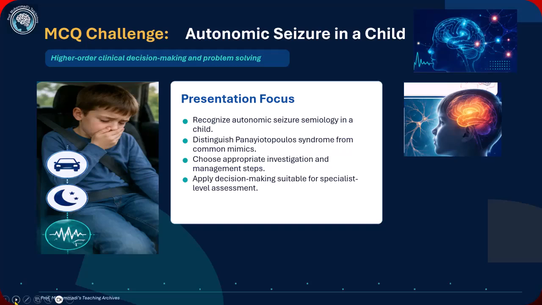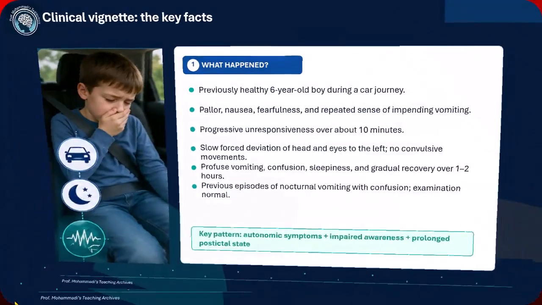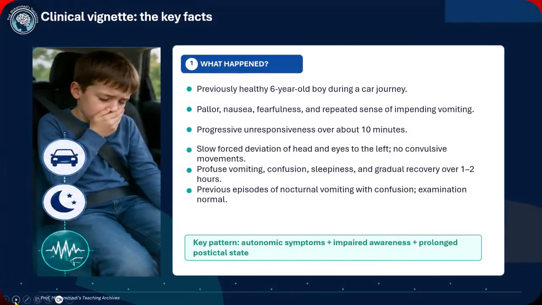A very important clue is the history of previous nocturnal vomiting episodes associated with confusion. These episodes may have been missed because they were interpreted as simple waking from sleep or gastrointestinal upset. When we examine the whole sequence carefully, the pattern is much more suggestive of an autonomic seizure than of isolated vomiting or syncope. Next slide, please.